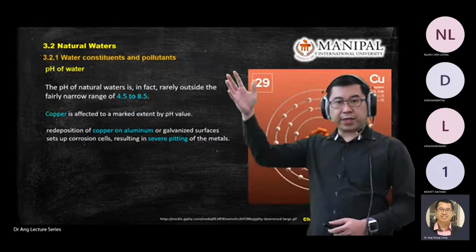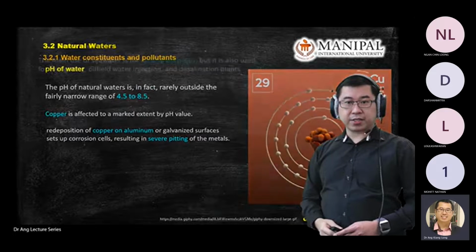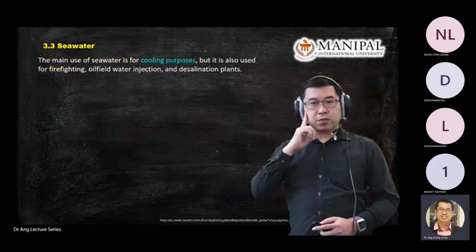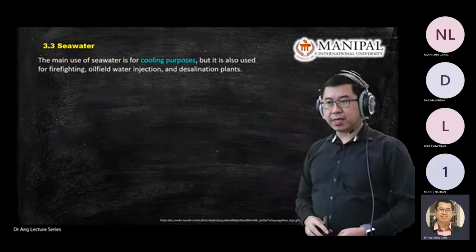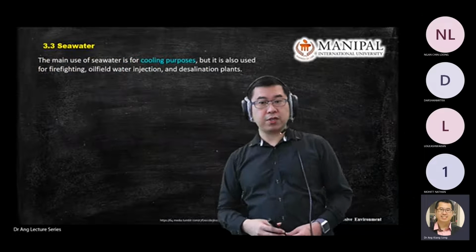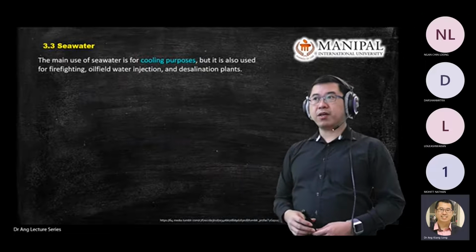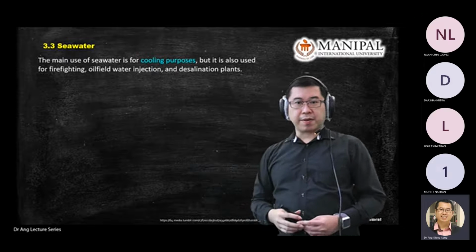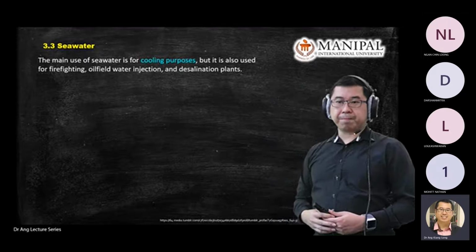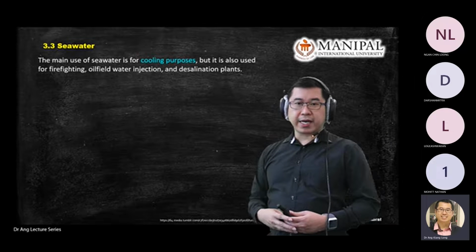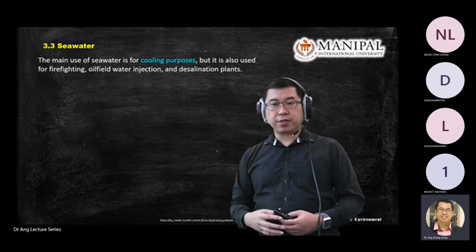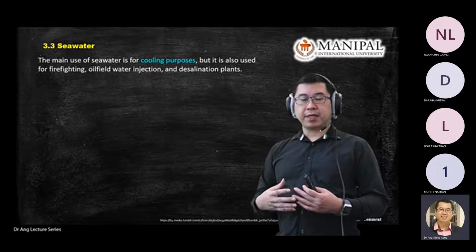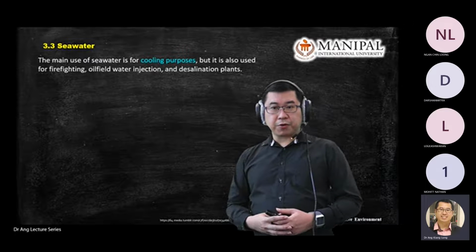Okay, we have done the natural water. Next, we look at seawater. Now, why is seawater under our module here? It is because when you talk about corrosion, one area of application of water is seawater. Seawater is most probably used in factories and even in ships, in marine engines, to cool down the engine, and it is even used to generate steam for the operation.